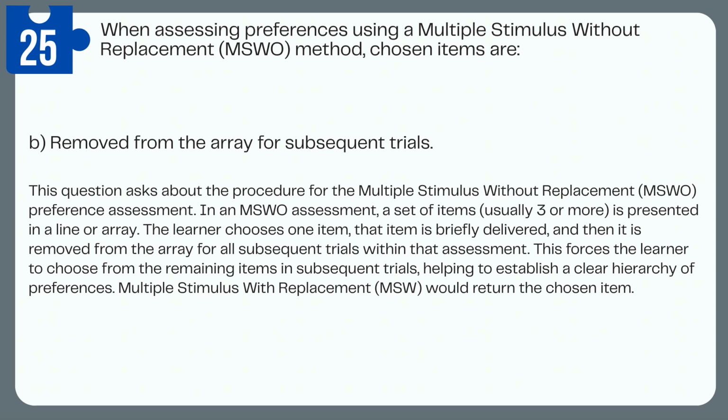This question asks about the procedure for the multiple stimulus without replacement, MSWO, preference assessment. In an MSWO assessment, a set of items, usually 3 or more, is presented in a line or array. The learner chooses one item. That item is briefly delivered, and then it is removed from the array for all subsequent trials within that assessment. This forces the learner to choose from the remaining items in subsequent trials, helping to establish a clear hierarchy of preferences. Multiple stimulus with replacement, MSW, would return the chosen item.